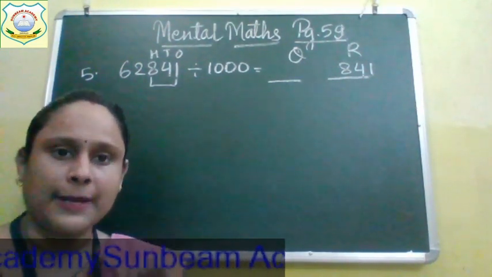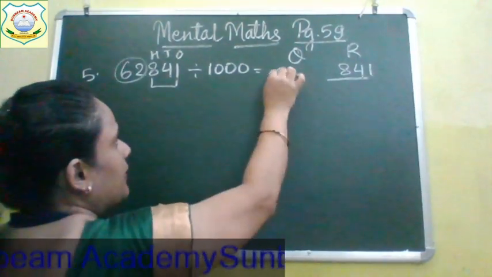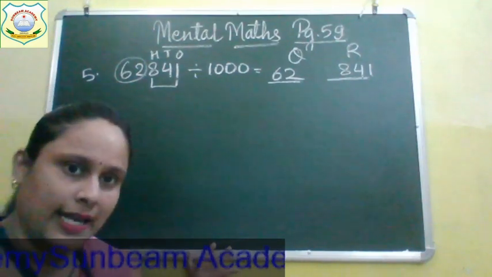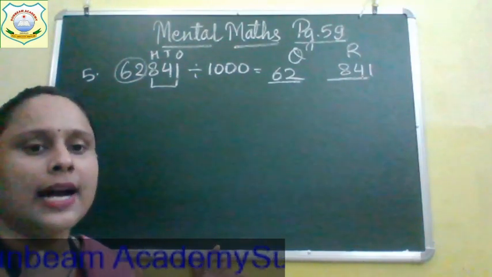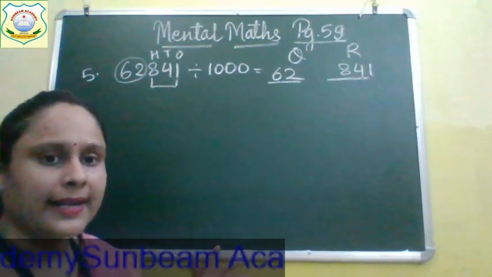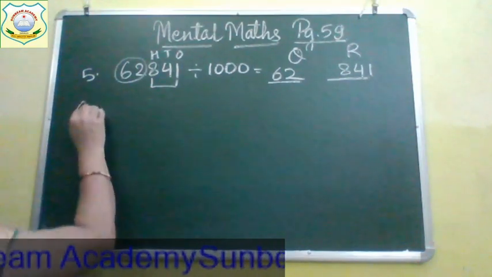And how much is the remaining number? 62 is the remaining number. So it will become the quotient. Okay, clear? So the number which is there in the hundreds, tens and ones place will become the remainder, and the number that is remaining in the end will become your quotient. Now see the next question.